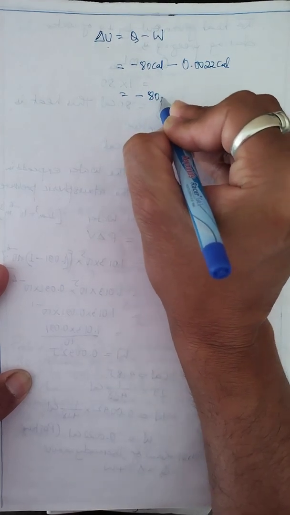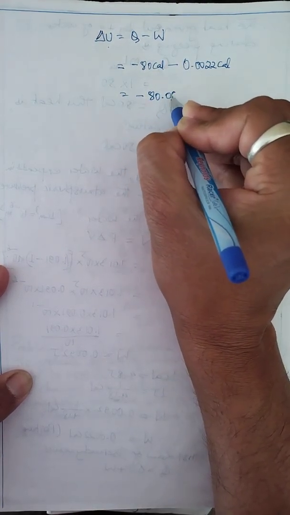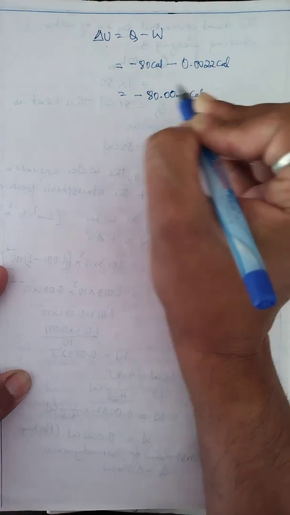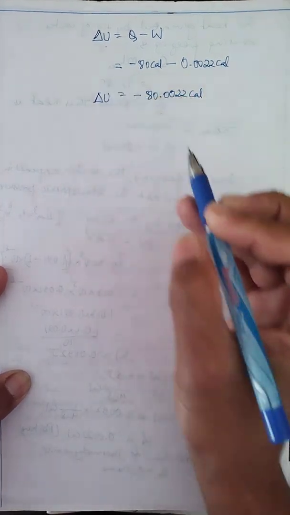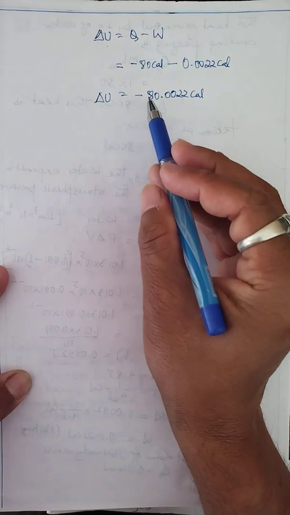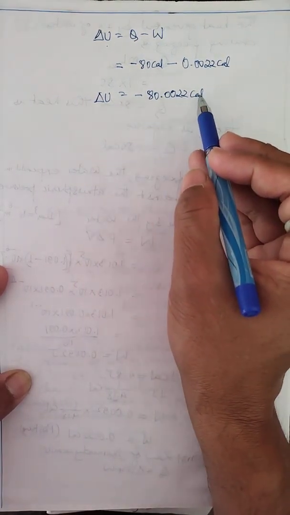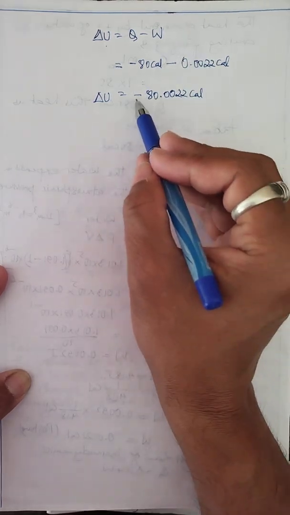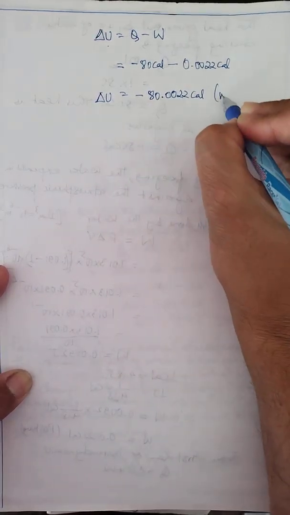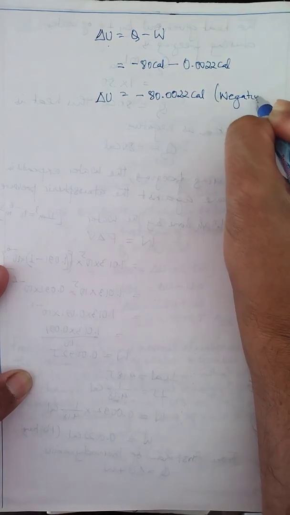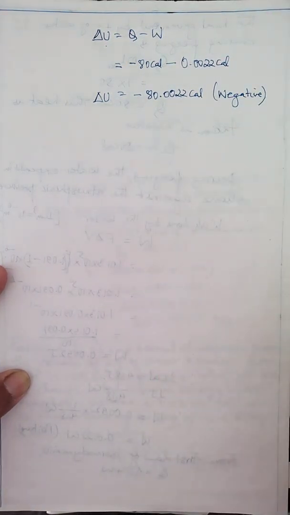It will be minus 80.0022 calorie. So you can see the increase in internal energy is given as minus 80.0022 calorie. And this internal energy value which we have calculated is with what sign? Minus sign. That means it is negative. So internal energy can be positive or negative, but the internal energy which we have calculated is negative. So from here I can say that on freezing the internal energy of water decreases.